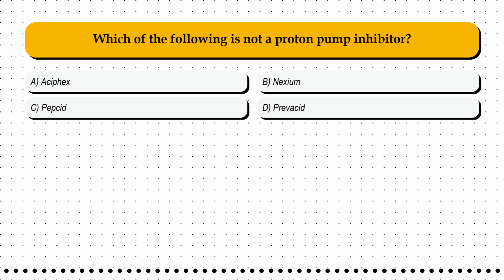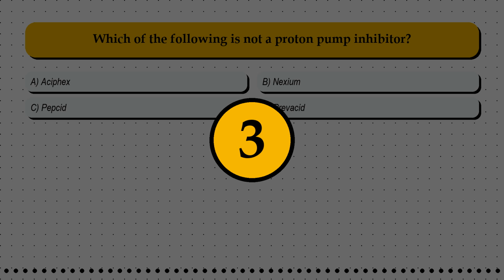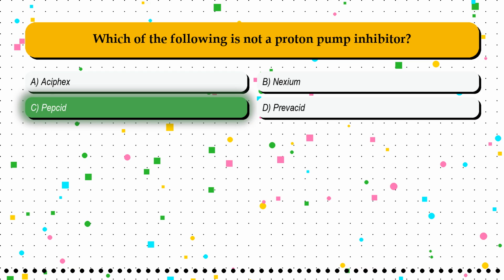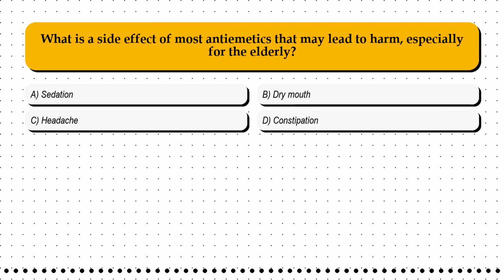Option A. Aciphex. Option B. Nexium. Option C. Pepcid. Option D. Prevacid. The correct answer is option C. Pepcid. Question 121. What is a side effect of most antiemetics that may lead to harm, especially for the elderly?